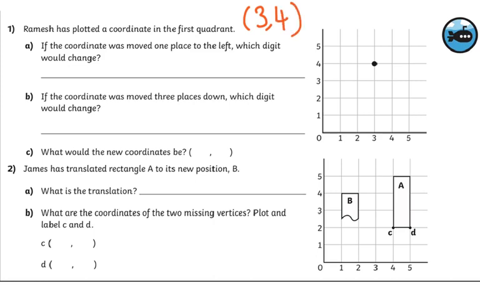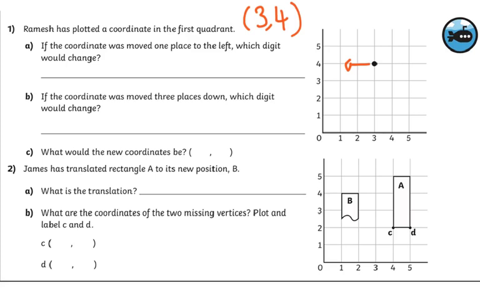So if the coordinate was moved one place to the left, which digit would change? All right, so if we're moving the coordinate left, then we're thinking about moving that coordinate in a horizontal direction. So you've got to then think, which one of those coordinates tells me the along the corridor? Is it going to be the first coordinate or is it going to be the second coordinate? So if you use along the corridor and up the stairs, then you should be okay with that.